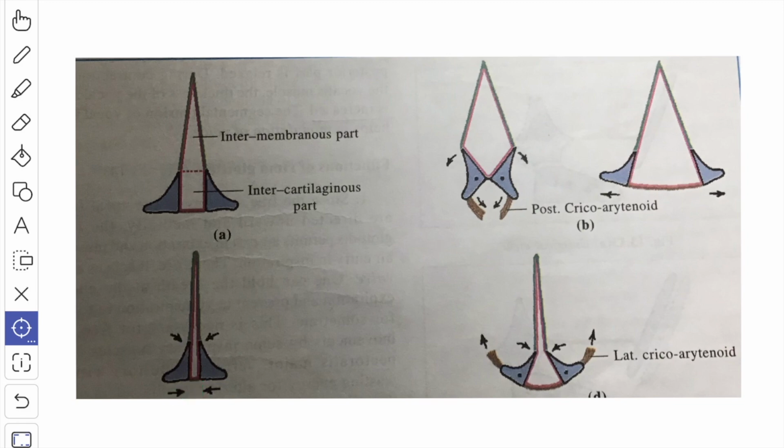The intercartilaginous part is adducted by the action of the transverse arytenoid muscle and the pair of oblique arytenoid muscles. Here, both arytenoid cartilages are approximated to each other by the medial gliding movement at the cricoarytenoid joint. The adduction of the intercartilaginous part is antagonized by the lower vertical fibers of the posterior cricoarytenoid muscle. In high-pitched voice, both parts of the Rima Glottidis are simultaneously adducted.